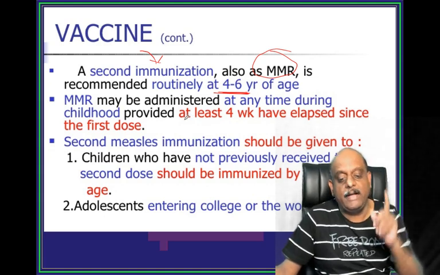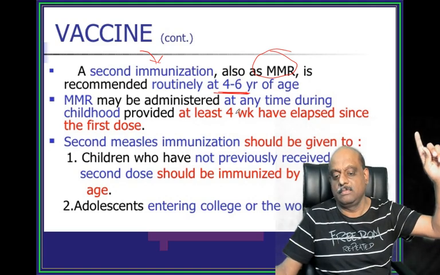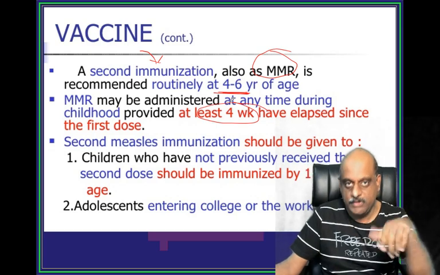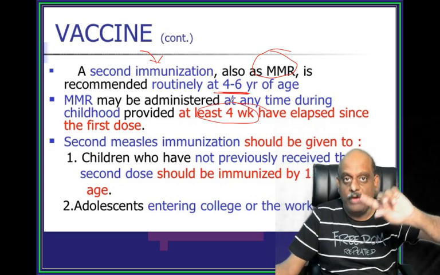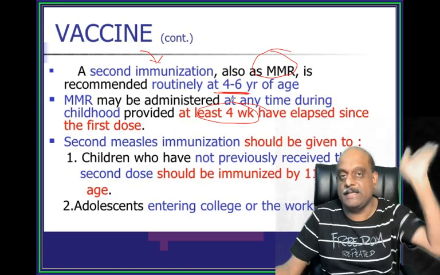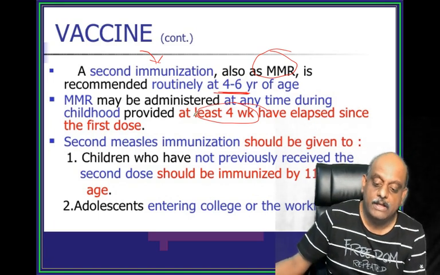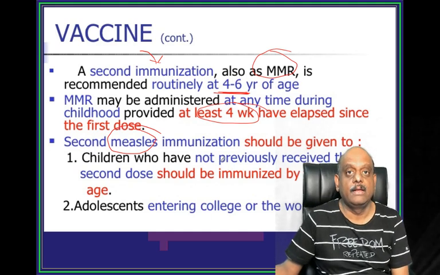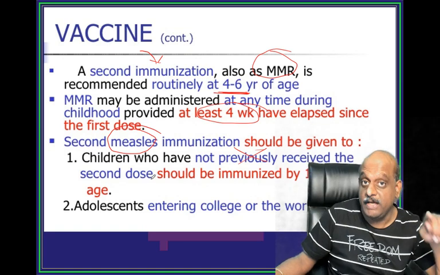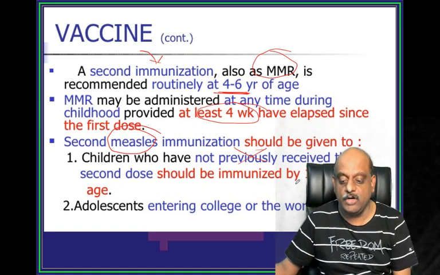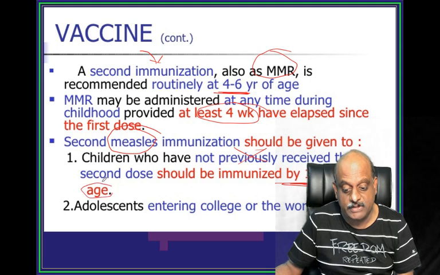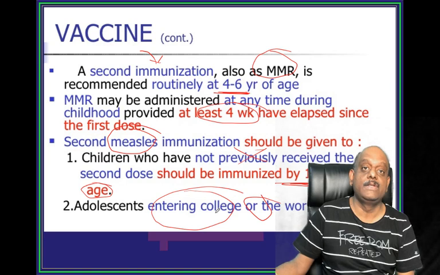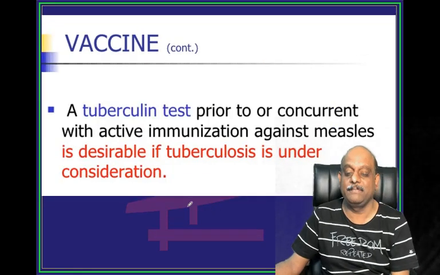MMR can be given at any time during childhood, provided at least 4 weeks has elapsed from the first dose. If 1 month has passed after the first dose, you can give MMR any time. Second measles immunization should be given to the children who have not previously received the second dose, and they should be immunized by 11 to 12 years of age. Similarly, adolescents entering the college or the workforce, second measles immunization.